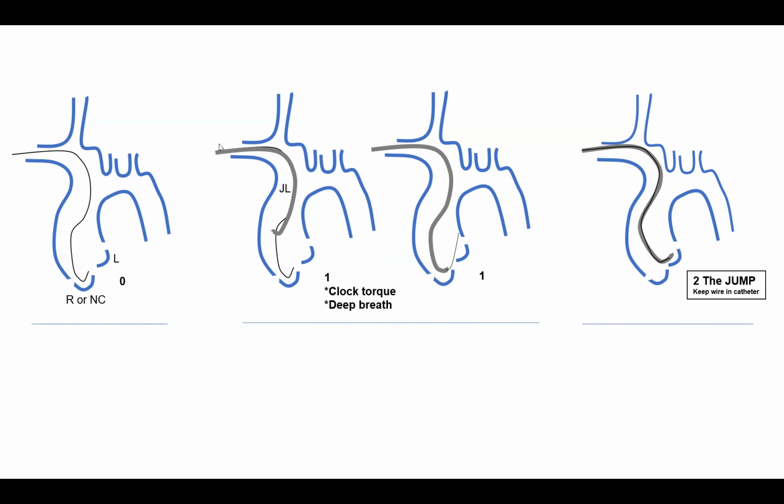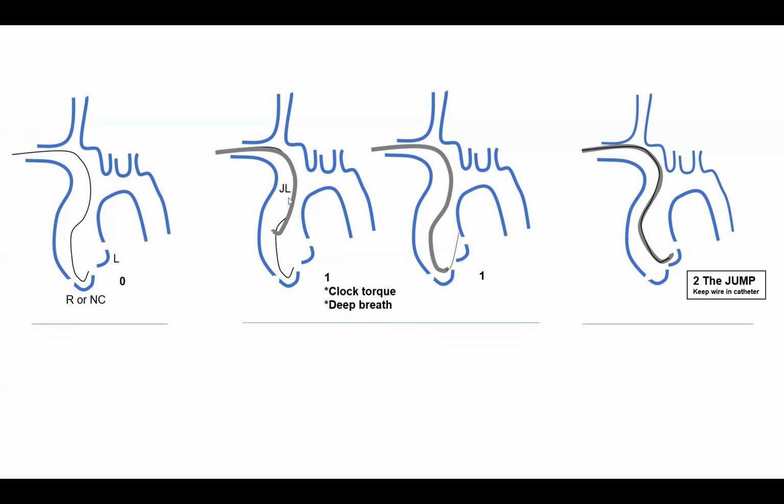Then over the wire, I advance the Judkins left catheter. Now, be careful here. The Judkins left naturally will tend to point outward toward the convexity of the aorta. And if you push that Judkins left in this orientation, it will tend to pull everything out. The whole system will tend to prolapse out into the aortic arch. So there is finesse in pushing that Judkins left onto the wire all the way to the coronary cusp. You cannot just shove it.